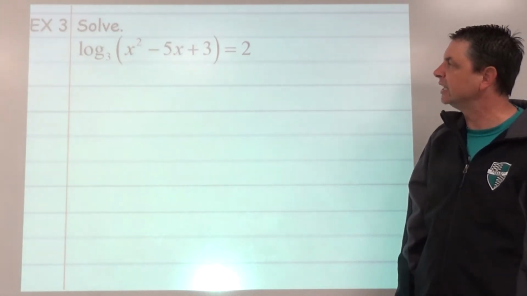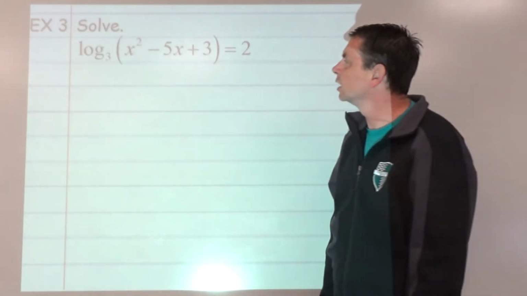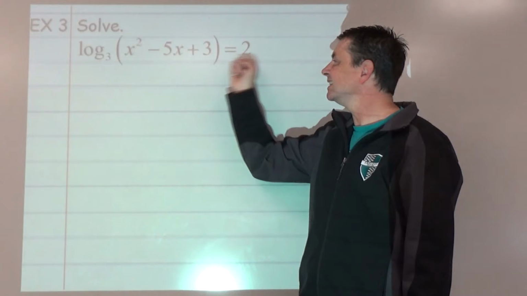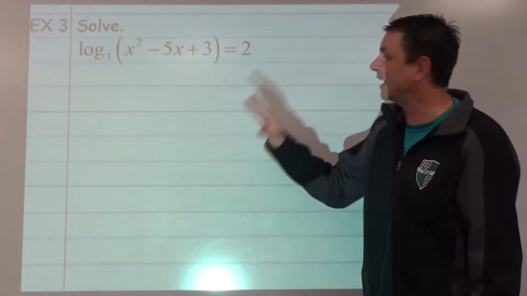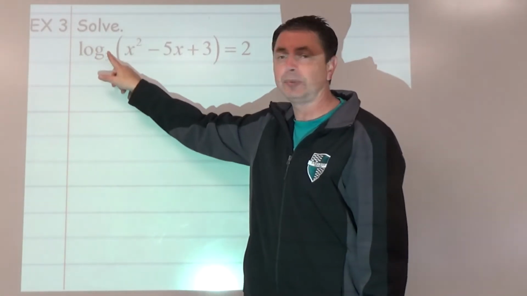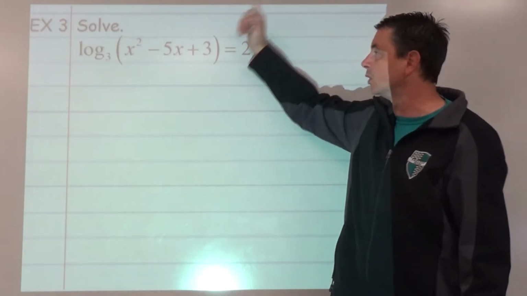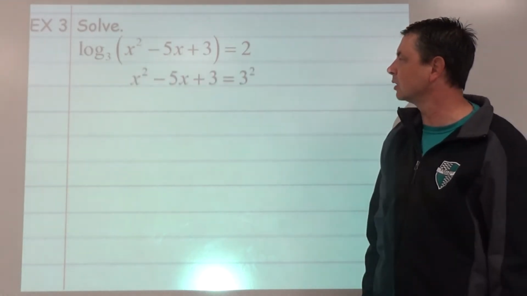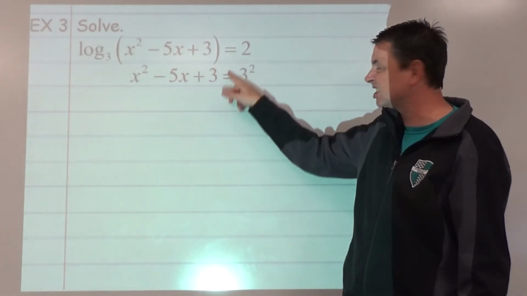Example number 3. Ooh, this one looks a little bit more complicated. Let's give it a look. Log base 3 of a larger expression is equal to 2. Same process. Rewrite this out of log form into exponential form. Move the base of 3. It's going to bump up the 2 to be the exponent, so we'll have this equals 3 to the second power. 3 to the second power is 9. So really we're thinking this is just 9.